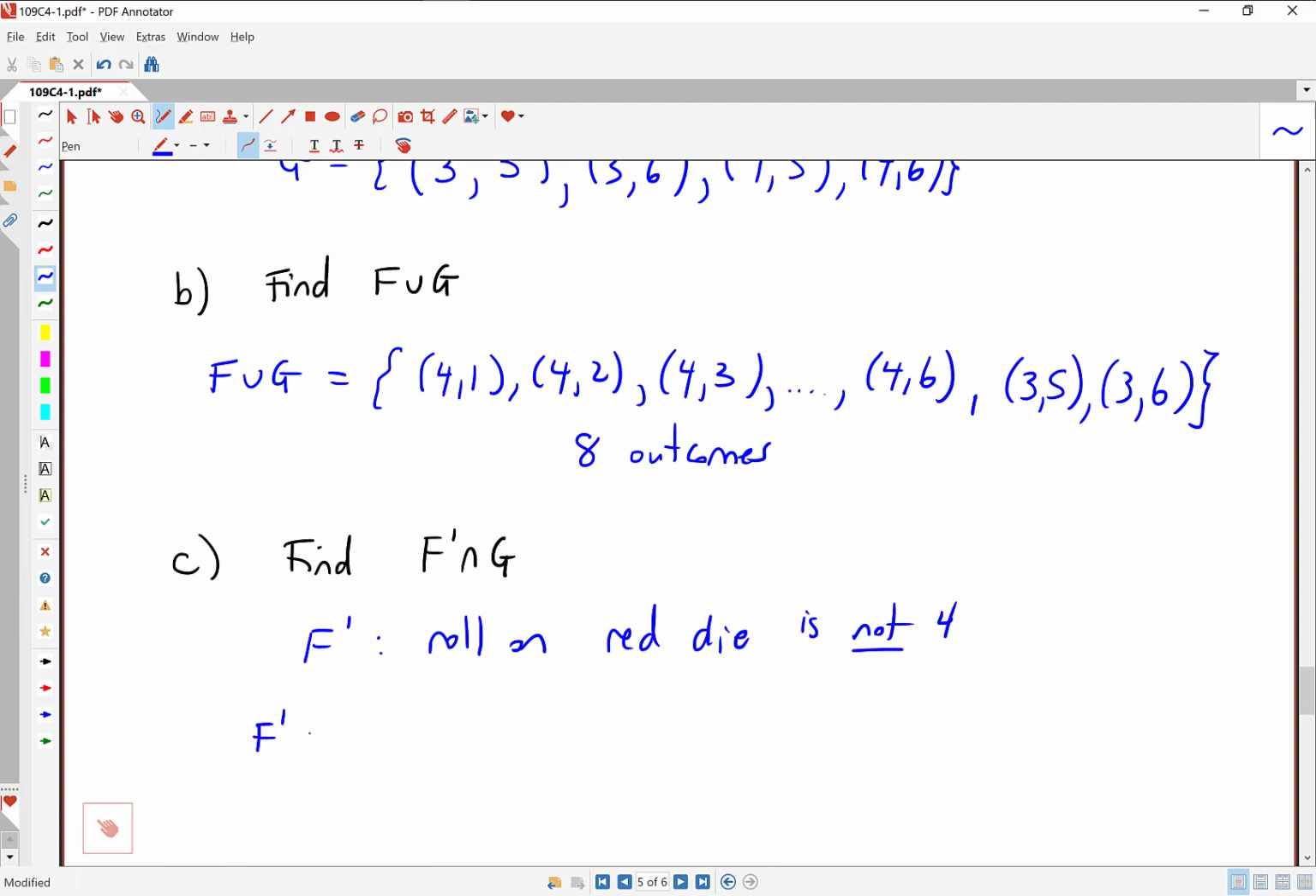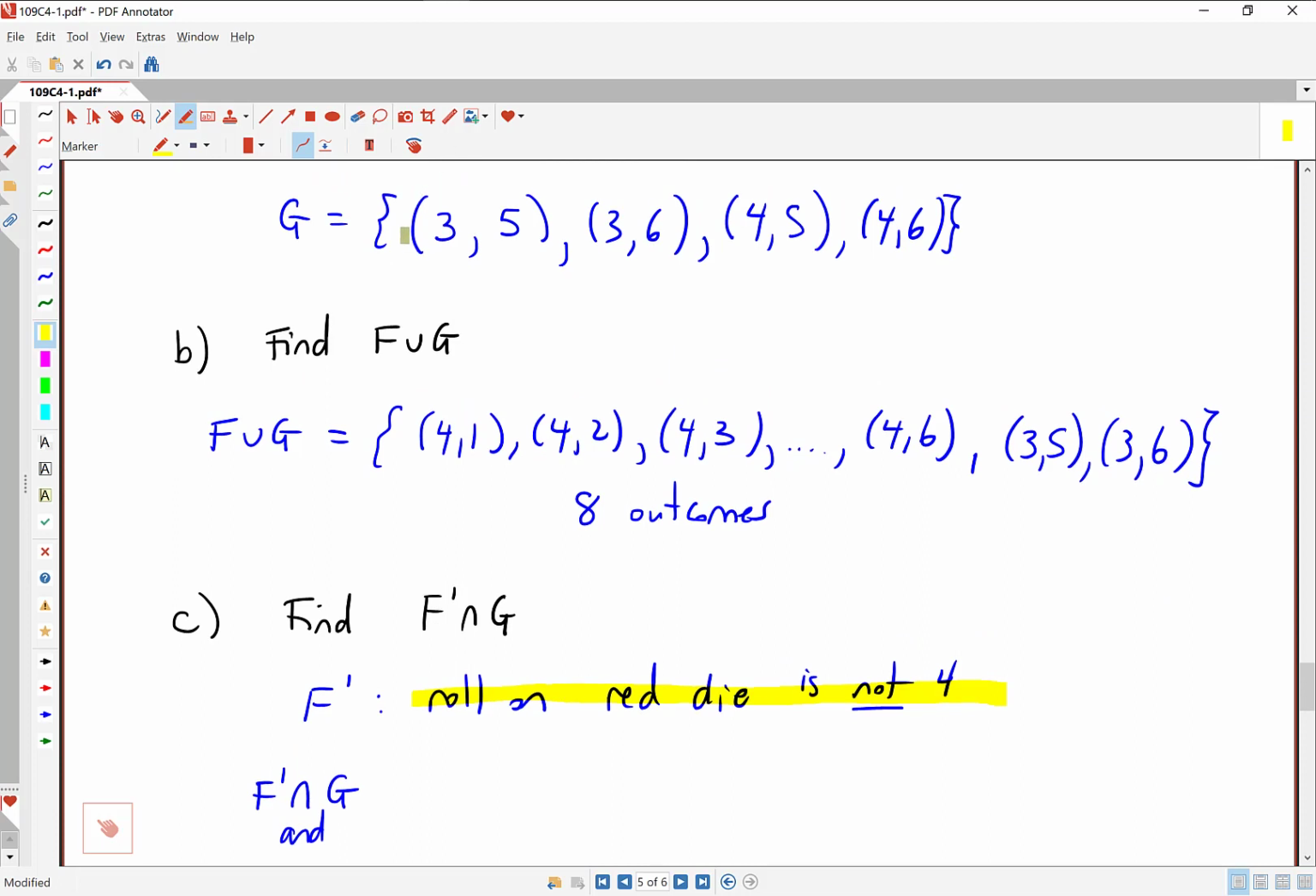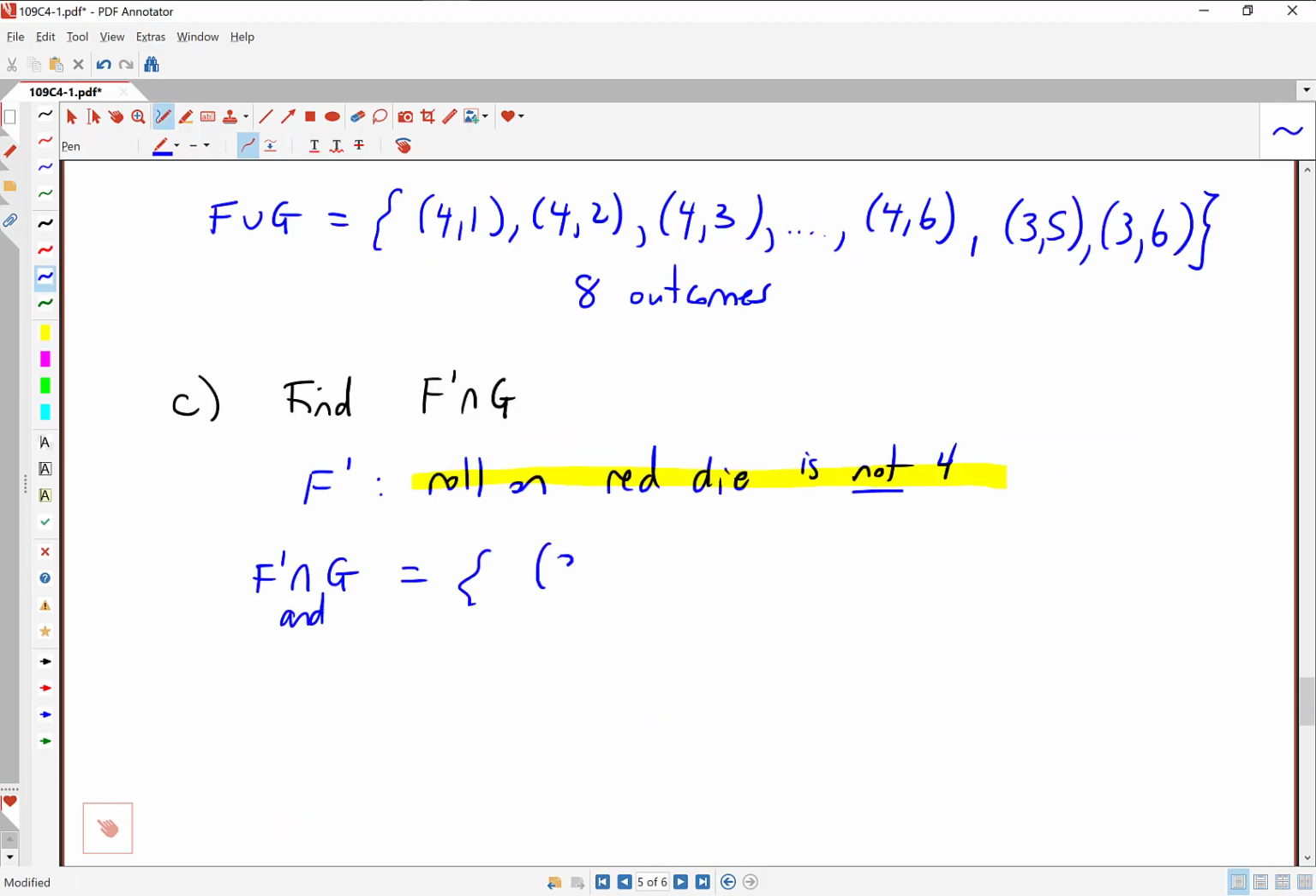Now, let's think about what happens if we take this complement of F and we intersect it with G. Remember, intersection is like an "and". So we want to look at what outcomes have the roll on the red die not being 4 and at the same time are in G. So which outcomes would those be? Well, actually the first 2 outcomes would work. So just 3, 5 and 3, 6. And so if someone asks you how many outcomes are in the complement of F intersected with G, 2 different outcomes.